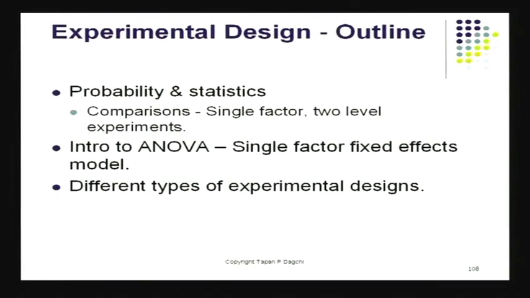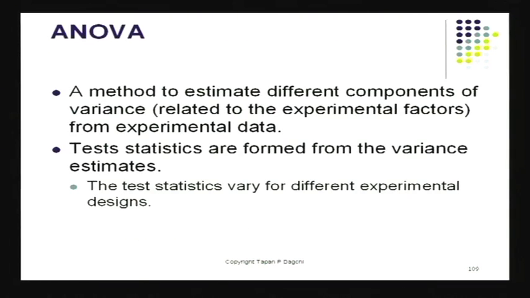I start by saying it's a method to estimate different components of variance. Now, variance components are being caused by these different experimental factors. They will cause a variance to the mean score from the average. Some may try to reduce that score, some may try to increase that score. Each factor setting is going to cause a variance in that response.